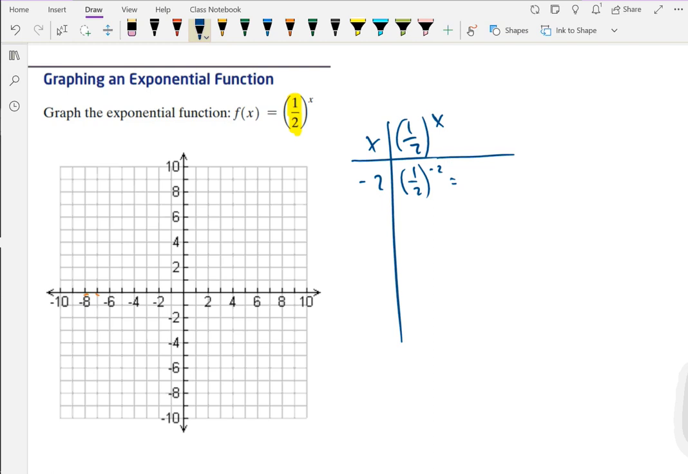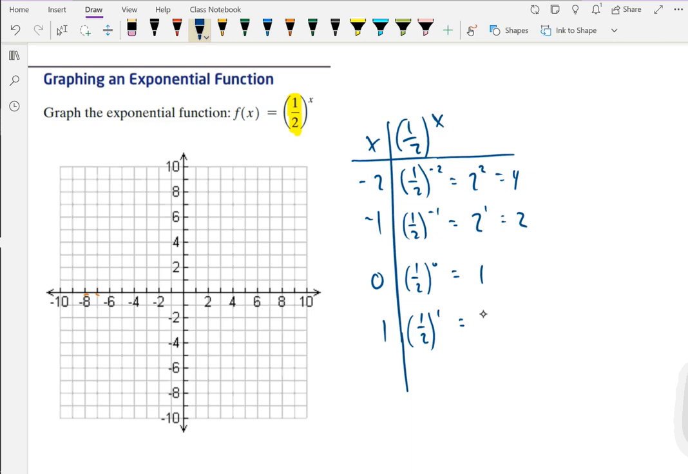But a negative power tells us to take the reciprocal. So the reciprocal of 1/2 is 2. Now take the square, so that's going to be 4. Negative 1, so we have 1/2 to the negative 1. Negative power says to take its reciprocal, so we have 2 to the first, so that's 2. Let's do 0 for x. So we've got 1/2 to the 0 power. Anything to the 0 power is 1. If I do 1, I've got 1/2 to the first power, which is 1/2. And with x being 2, then we have 1/2 squared. So 1/2 times 1/2 is 1/4.